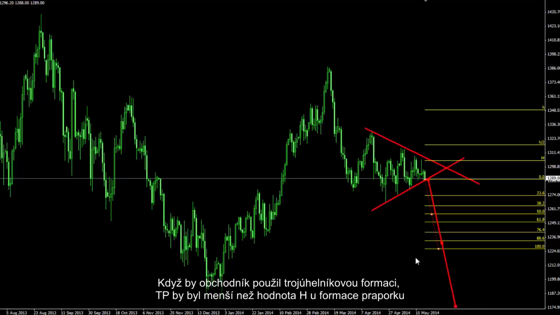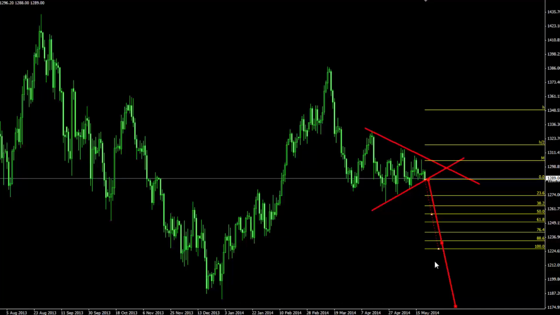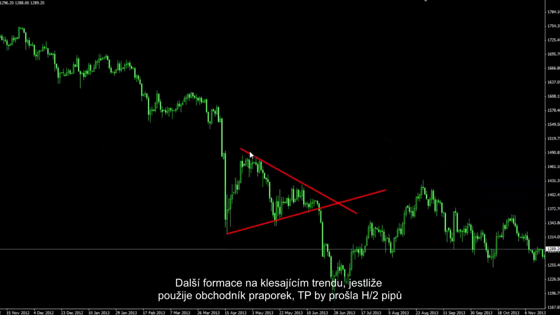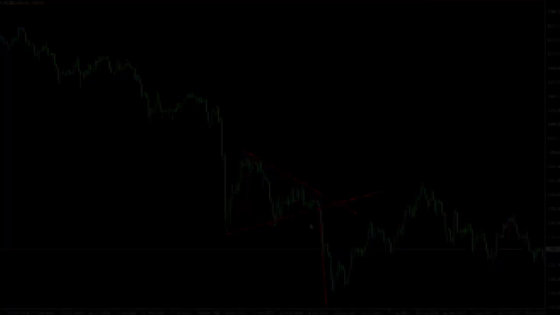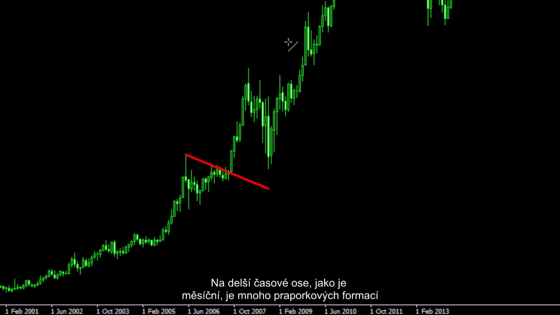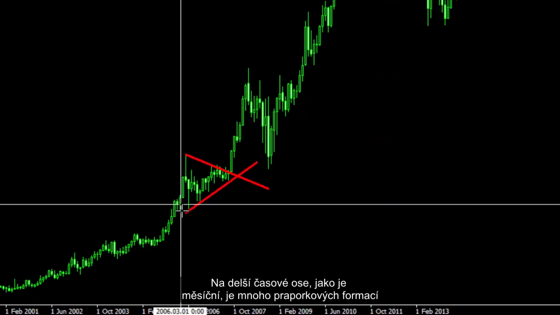If a trader considers a triangle pattern, then TP would be less than the TP amount in a pennant pattern. Pennant patterns are formed regularly on gold symbols. Another pattern on a downward trend: if a trader considers a pennant in this example, then TP would pass H2 pips. On a longer time frame, like a monthly time span, there are numerous pennant patterns.